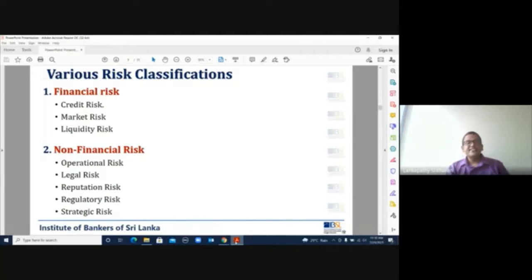In the financial risk, there are three types of risk: credit risk, market risk, and liquidity risk. If asked what is financial risk, you can say that any type of risk which directly impacts the balance sheet of the particular financial institution is called financial risk. And financial risk has three categories: credit risk, market risk, and liquidity risk.